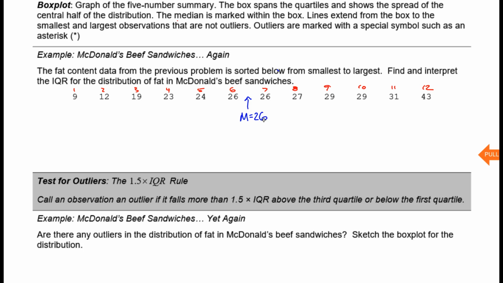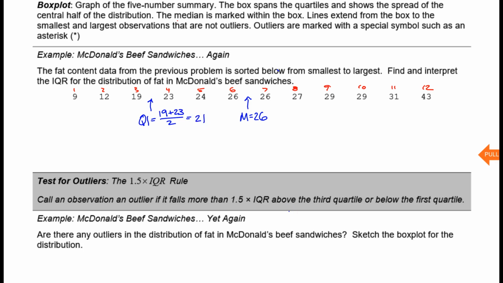Now, Q1, or the first quartile, is the median of the values to the left of the median. So this is the median of the entire distribution. Q1 is the median of the left-hand side. Well, I have 6 values there, so the median of those 6 values will be between the 3rd and 4th observation. So that means that Q1 will have to be the average of 19 and 23, and that's 21.